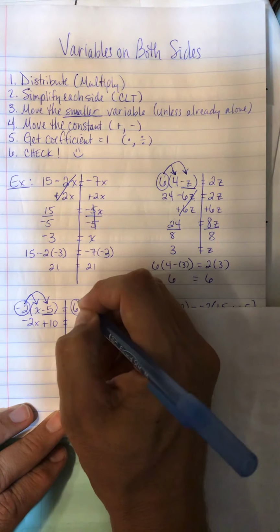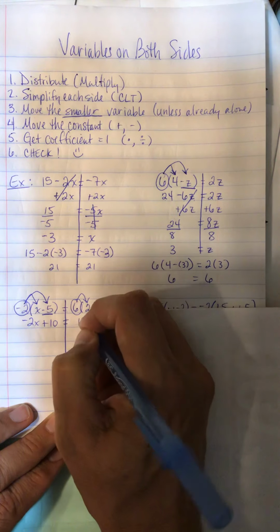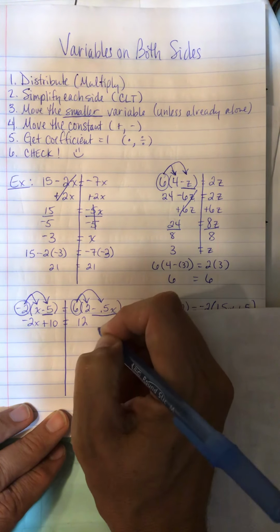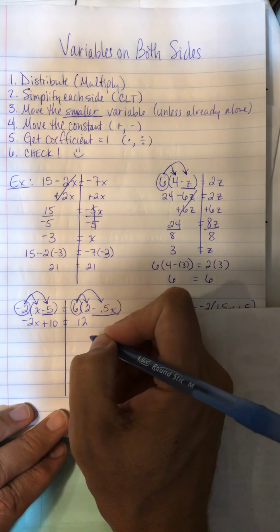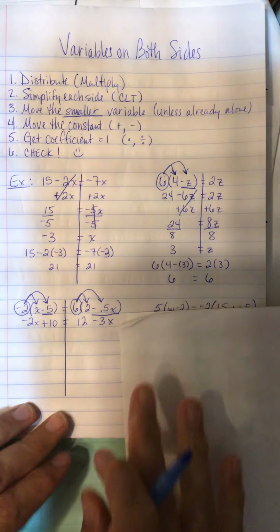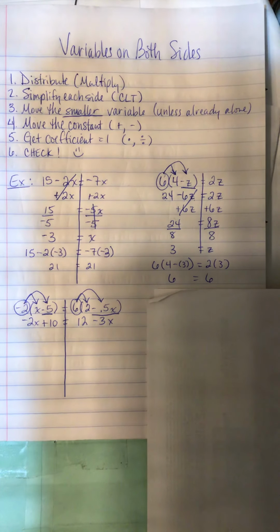Here I'm going to distribute the 6. 6 times 2 is 12. 6 times negative 0.5 is going to be negative 3, so we have negative 3x. So negative 2x plus 10 equals 12 minus 3x.